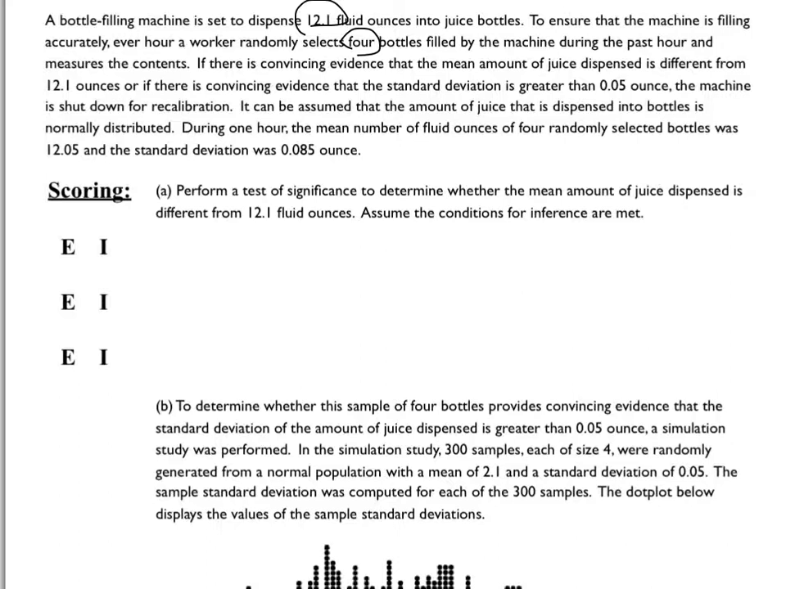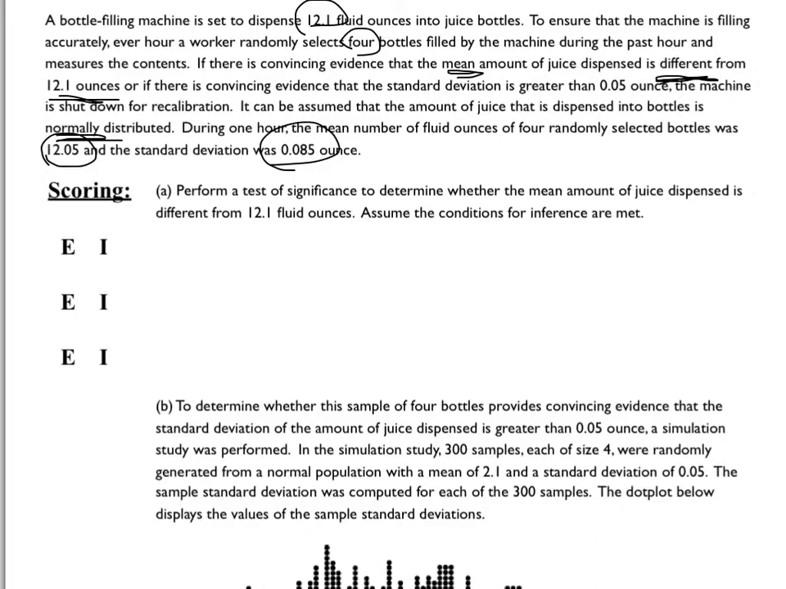There is convincing evidence that the mean amount of the juice dispensed is different than 12.1 ounces, and different, we'll underline that too, that could be important. Or if there is convincing evidence that the standard deviation is greater than 0.05 ounce, the machine is shut down for recalibration. It can be assumed that the amount of juice dispensed into bottles is normally distributed, and that as an underlying assumption could be important too. During 1 hour, the mean number of fluid ounces of 4 randomly selected bottles was 12.05, and the standard deviation was 0.085 ounces.